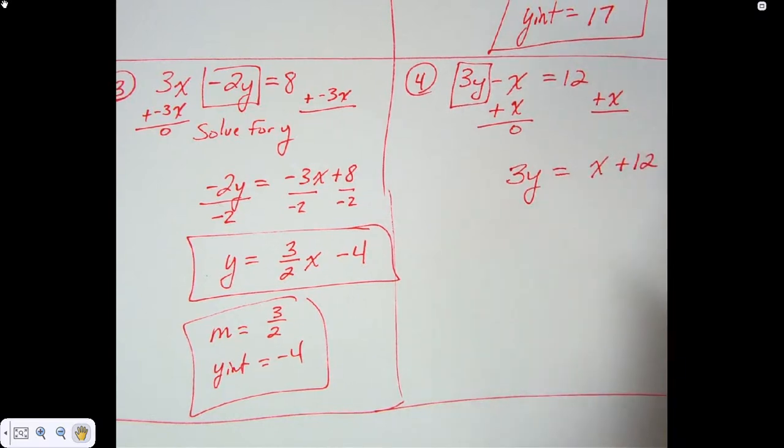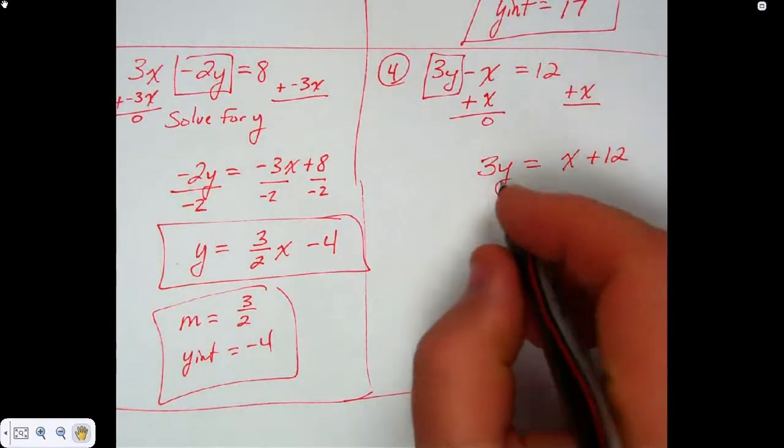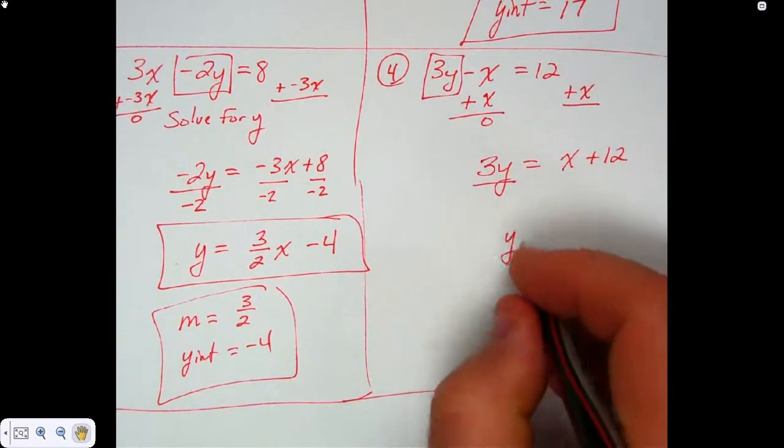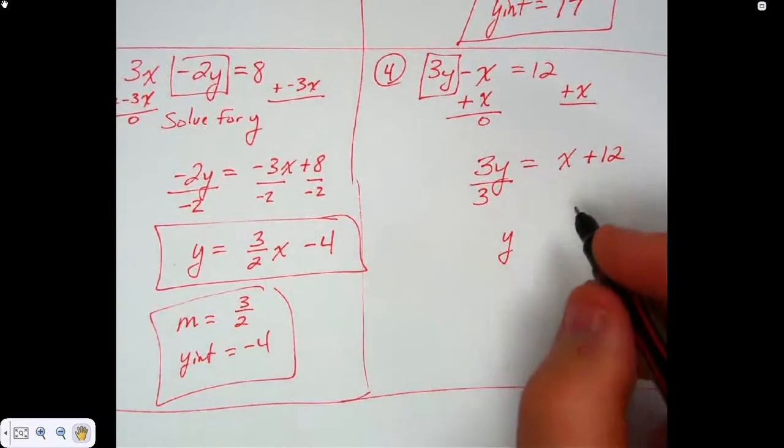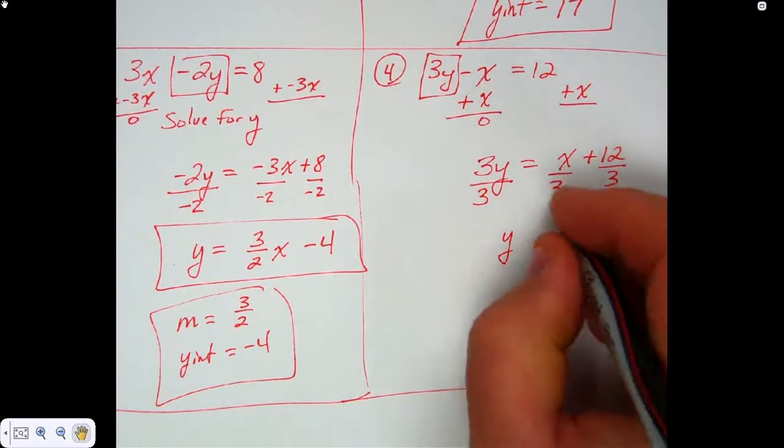Now, do I have what y is equal to yet? What do I need to do? I need to make this into a 1 by dividing by itself. If I divide the left side by 3, what do I have to do on the right side? Divide everything over here by 3.